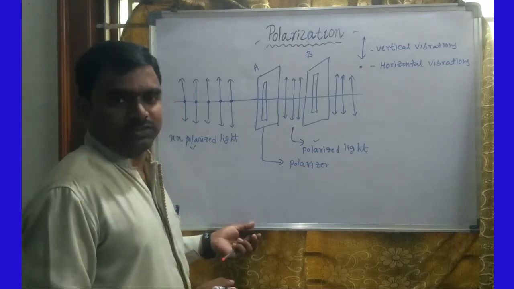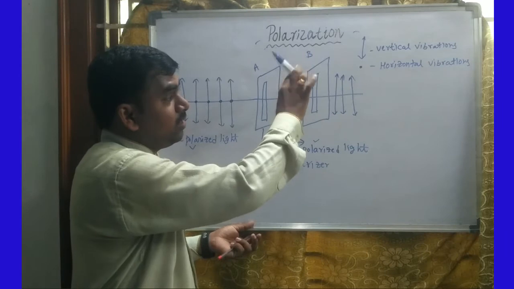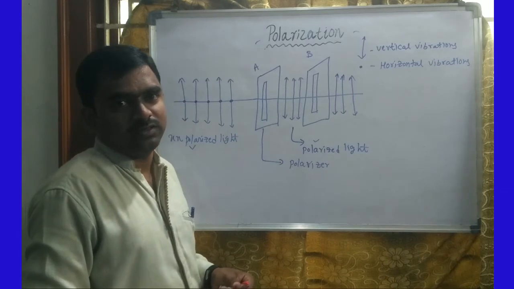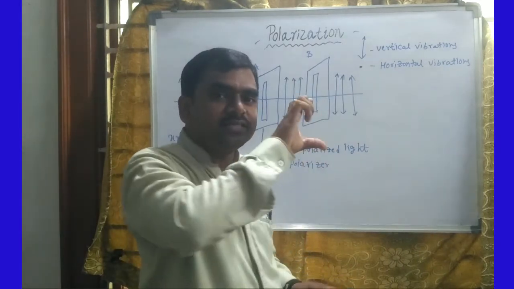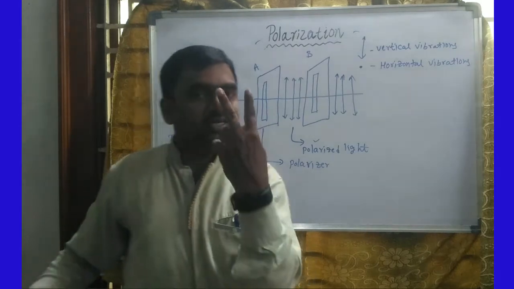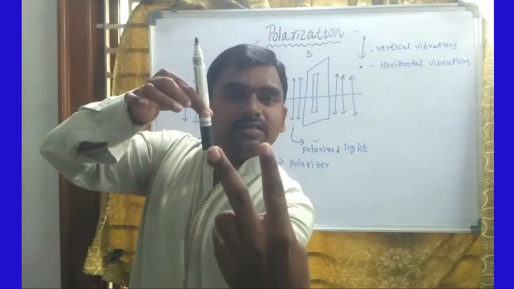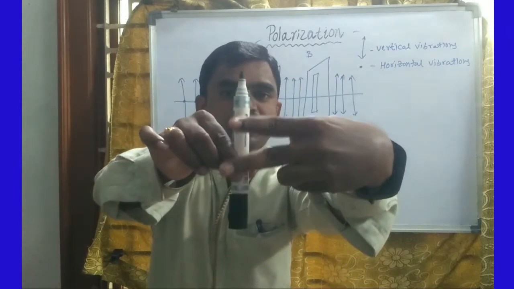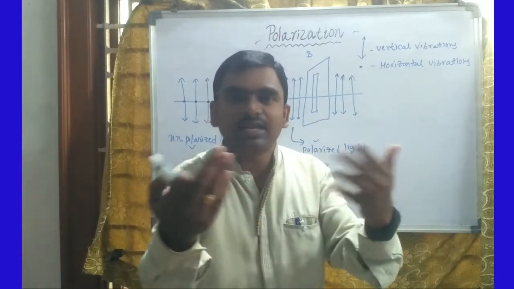Now we have a doubt. Is it allowing only the vertical vibrations, or is it allowing the horizontal vibrations as well? Because of that, what you do is rotate the second slit. The slit is there like this. From the first slit the vibrations are coming like this. You take another slit and rotate it. The vibrations are coming like this, but your slit is like this. Both are mutually perpendicular. At that time you don't get any intensity.